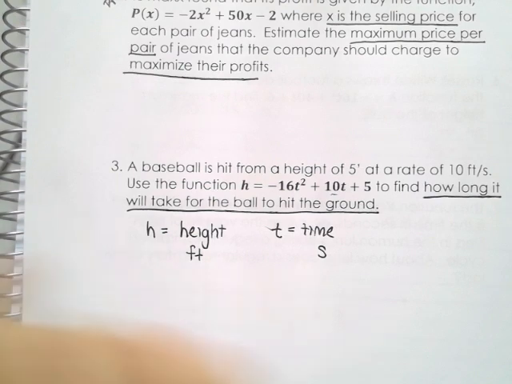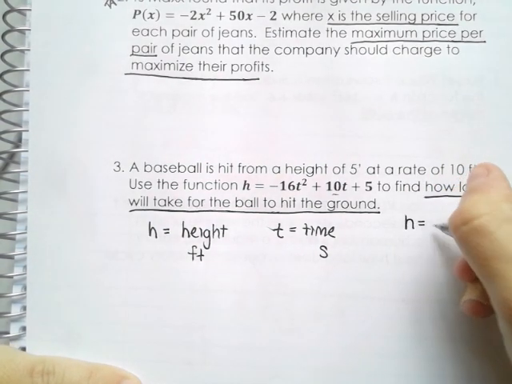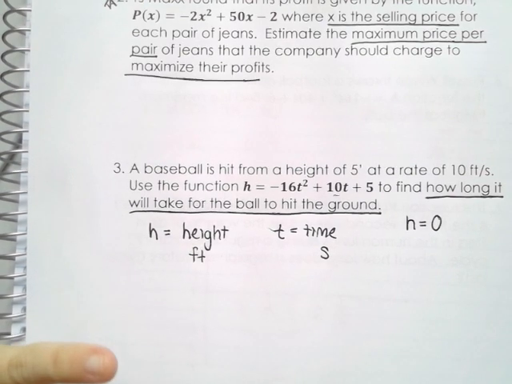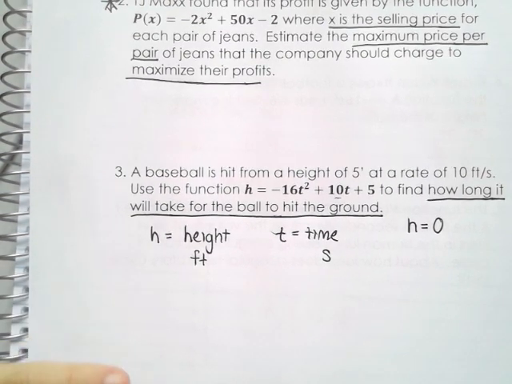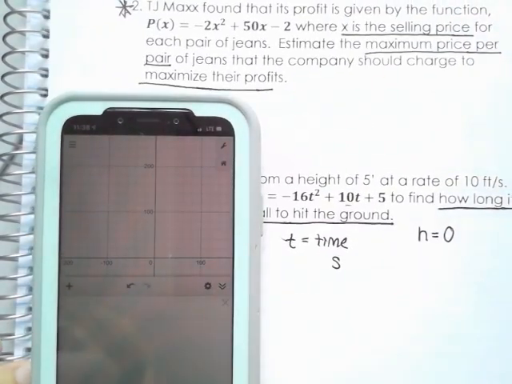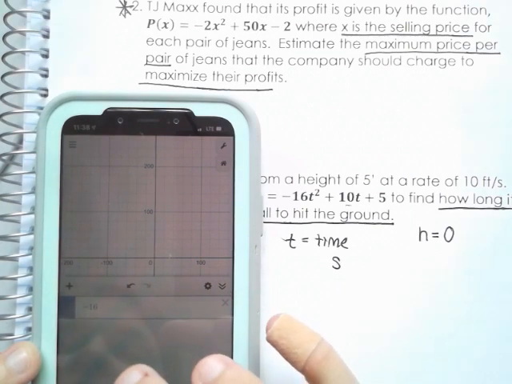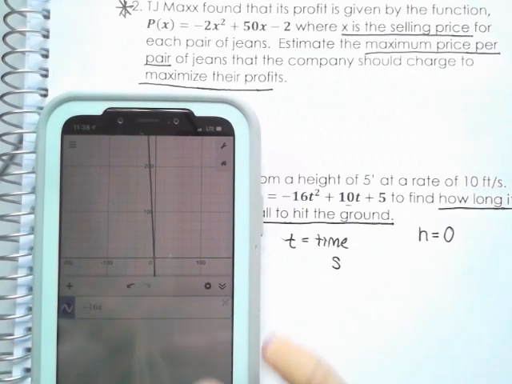Now, we want to know how long it will take for the ball to hit the ground. So if something's on the ground, that means that our height should be 0. So if it tells you to look for something on the ground, instead of looking for the highest point, we're going to look at where our height is 0. So I'm going to take my phone and I'm going to type in that equation. So negative 16, and for the t, you can just put x in there. You could do t if you wanted. It's whatever you like. x squared plus 10x plus 5.